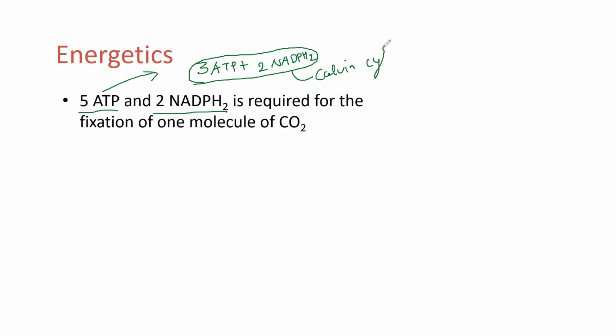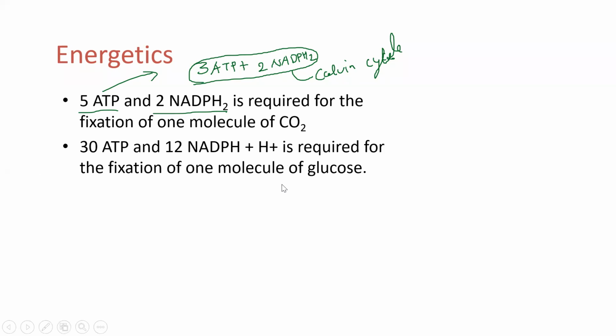And we know very well that the Calvin cycle is also a part of this. Now, additional 2 ATP, where is it required? It was required due to dikinase activity, because once the pyruvate gets transported back to the mesophyll, an additional 2 ATP was required. So altogether, we see 5 ATP and 2 NADPH2 is required. Similarly, for 1 molecule of carbohydrate, 30 ATP and 12 NADPH2 is required for the fixation of 1 molecule of glucose, right? So these are the two stats you need to keep in your mind.